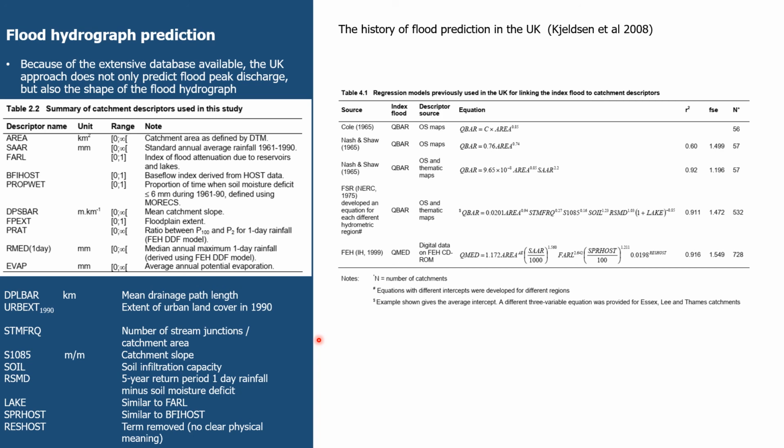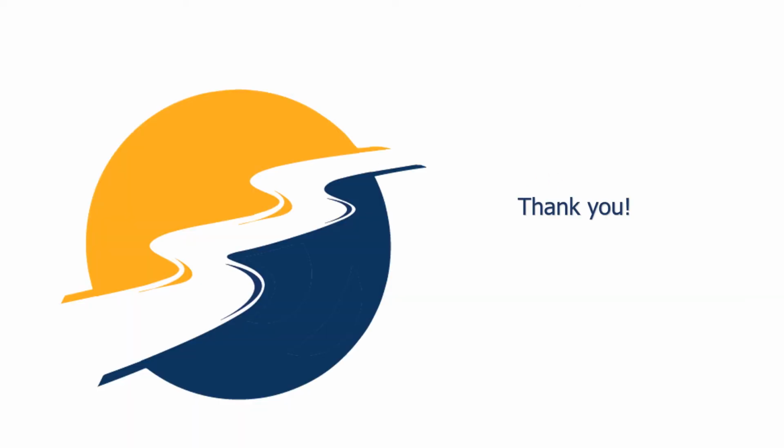So that's the UK approach, and what we're going to look at in the next lecture for the Philippines is going back to these more simple approaches, and let's consider whether we can get acceptable estimates of flood magnitude from catchment area and rainfall, because if we can, we can start to use those in design and in predicting flood magnitudes. So that's what we'll do next time.